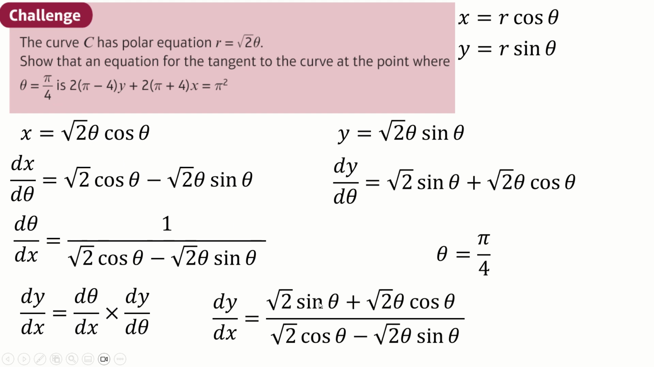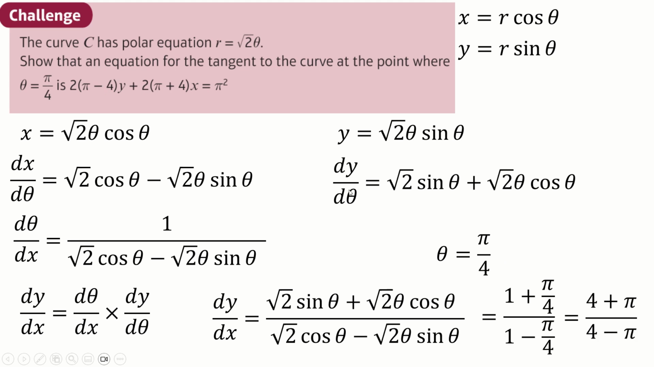This is nice, because sine and cos of pi over 4 is 1 over root 2. So all the root 2's just cancel, and you end up with 1 plus, and then this one is left over for pi over 4, so it's 1 plus pi over 4 over 1 minus pi over 4. I'm going to times top and bottom by 4, because I'm looking at the answer here and I'm seeing that's the kind of thing that I have there, so I'm going to get this instead. And that's the gradient at pi over 4.